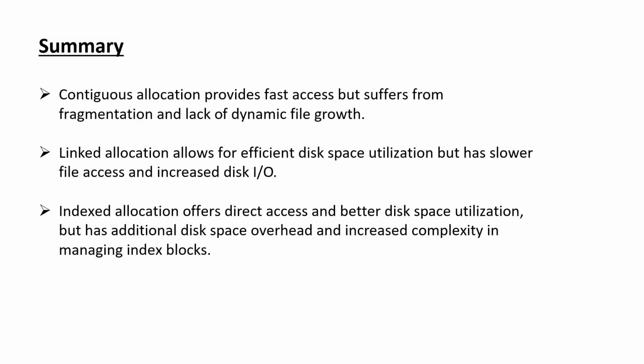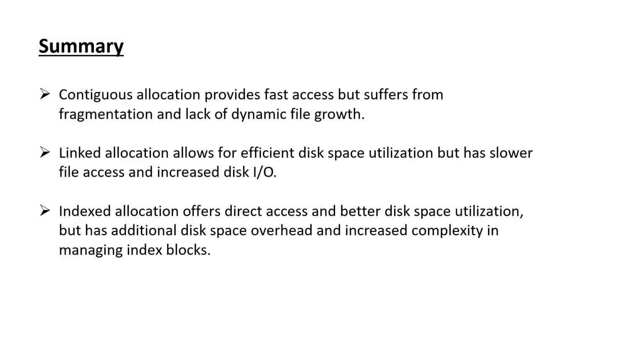So the next one is linked allocation. Linked allocation is a file allocation method where each file is represented as a linked list of disk blocks. Each block contains a pointer to the next block in the file. This eliminates external fragmentation since files can be scattered across the disk and each block contains a reference to the subsequent block, creating a chain-like structure. However, accessing data in a linked allocation system can be slower than in contiguous allocation.